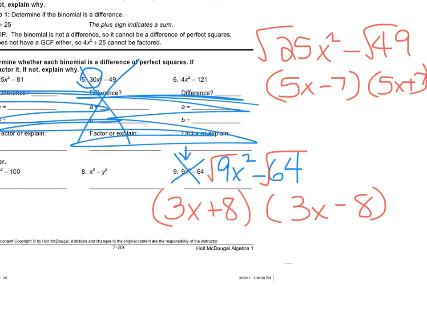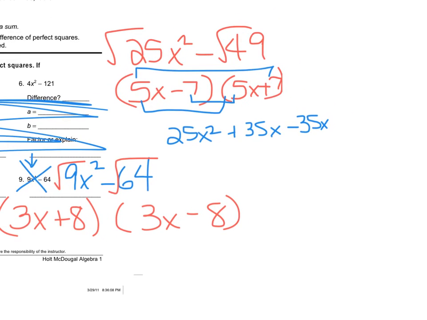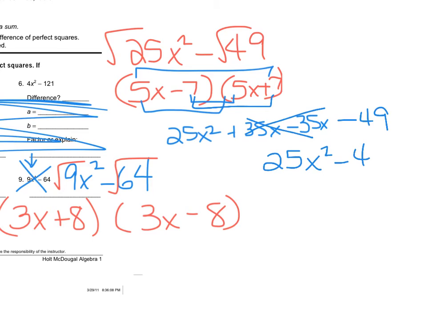Watch what happens when I FOIL it. First gives me 25x squared. Outside gives me 35x. Inside gives me negative 35x. And last gives me the negative 49. Notice the middle terms cancel out, and it does indeed go back to my original problem. So I did factor it correctly. It's 5x minus 7, 5x plus 7. So that is the difference of two squares.